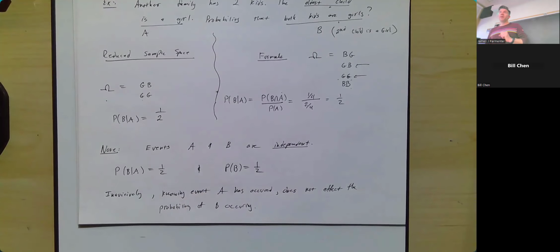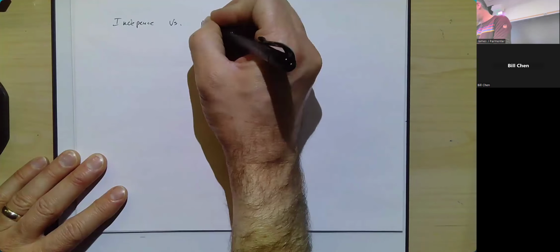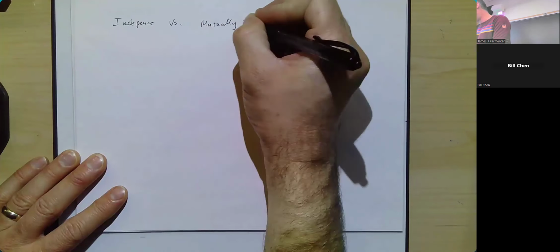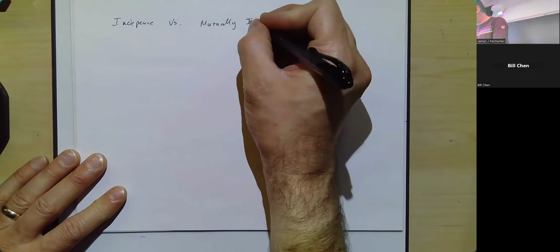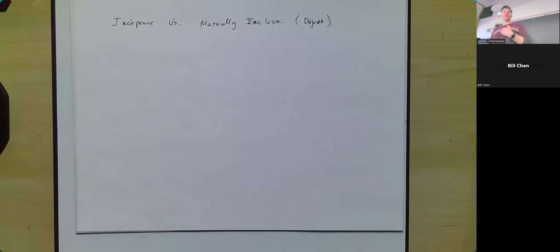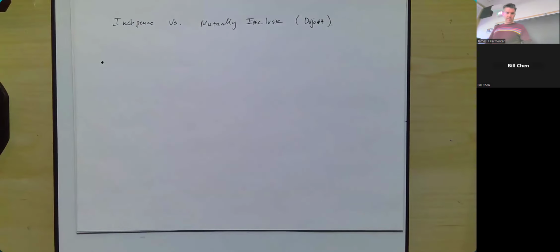Excellent question. So they're very different things. Let's talk about them. Independence versus mutually exclusive. I would also point out that another word for mutually exclusive, not inclusive, is disjoint or non-overlapping. And let's do this with some examples. So here's my first example.